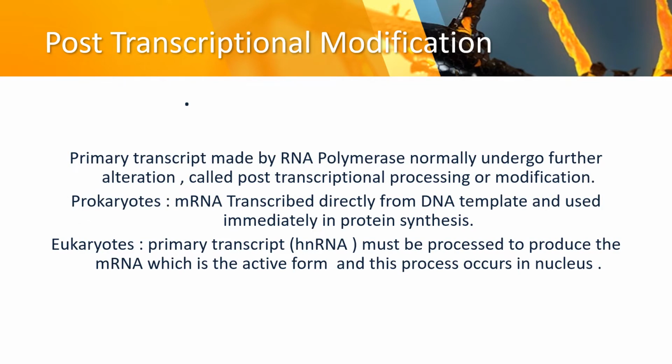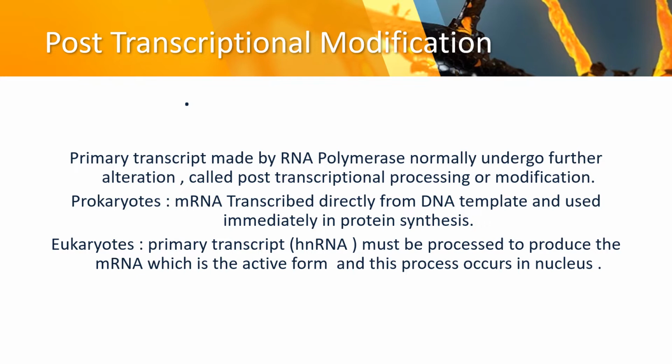What is post-transcription modification? The primary transcript, which is made by RNA polymerase, normally undergoes further alteration, which is known as post-transcription modification. The RNA before post-transcription modification is the premature RNA. After post-transcription modification happens, this RNA is known as mature RNA and can proceed to the translation process in the cytosol.